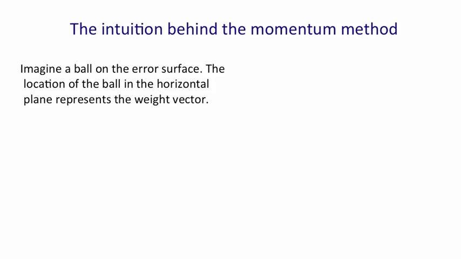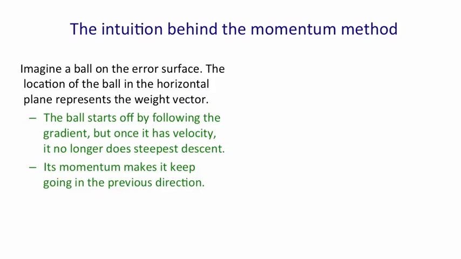I'm going to start with the intuition behind the momentum method. So we think of a ball on the error surface, where the location of the ball in the horizontal plane represents the current weight vector. The ball starts off stationary, and so initially it will follow the direction of steepest descent. It'll follow the gradient. But as soon as it's got some velocity, it'll no longer go in the same direction as the gradient. Its momentum will make it keep going in the previous direction.